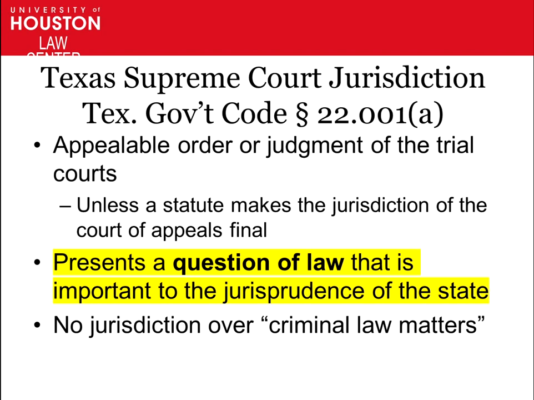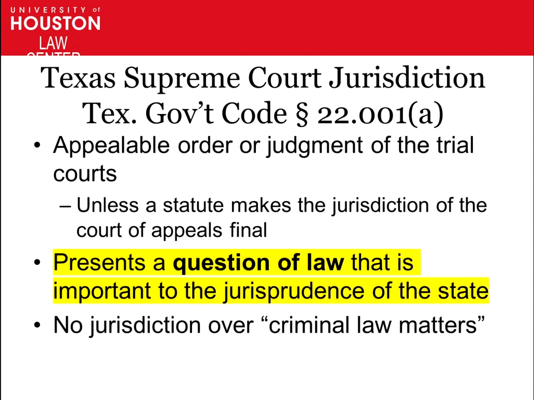And that statute provides that the Texas Supreme Court has jurisdiction over civil, not criminal matters, of appealable orders or judgments of the trial courts. It has to be a final judgment or an otherwise appealable order. You have an otherwise appealable order, in this case, via an interlocutory appeal, a permissive appeal. So that becomes an appealable order, even though it's not final. But you have to establish that your judgment from the trial court fits in the category of an appealable order or a final judgment.